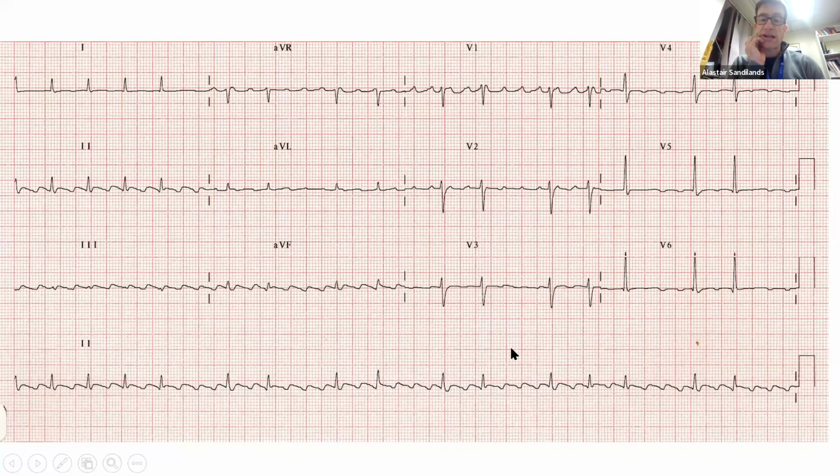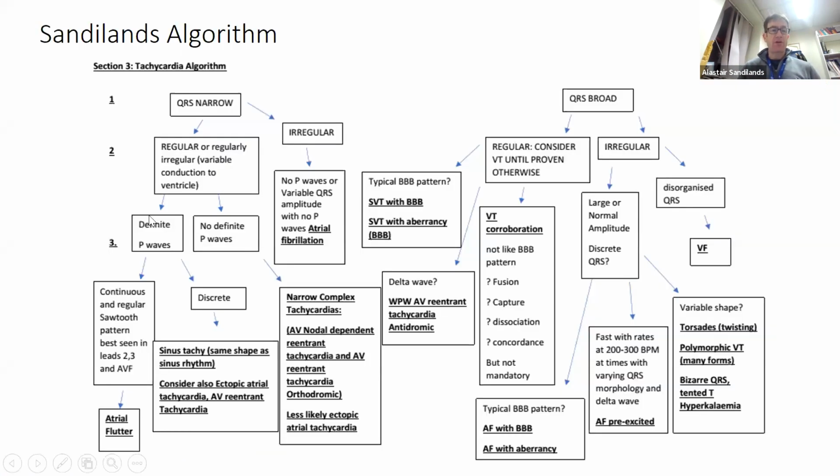Okay, does anyone have any questions about that concept? Okay, so we've gone through this left-hand side: QRS narrow, regular, and regularly irregular, definite P waves. They may be discrete, they may be continuous and a regular sawtooth pattern. And again, best look in your inferior leads for this, for atrial flutter. Discrete P waves could be sinus tachycardia if they're the same shape as sinus rhythm, ectopic atrial tachycardia, or AV reentrant tachycardia, which is the Wolff-Parkinson-White.